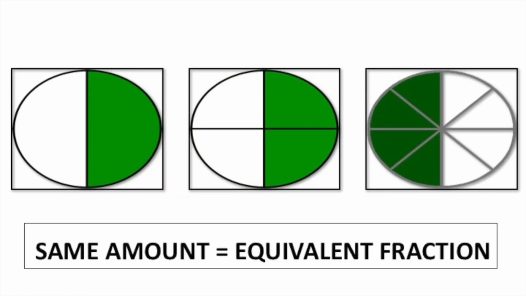Same amount equals equivalent fraction. You can see it's the same amount of green in every circle. They're just divided up into different parts to represent different fractions. Any questions, guys? Okay, that was brilliant. Well done.